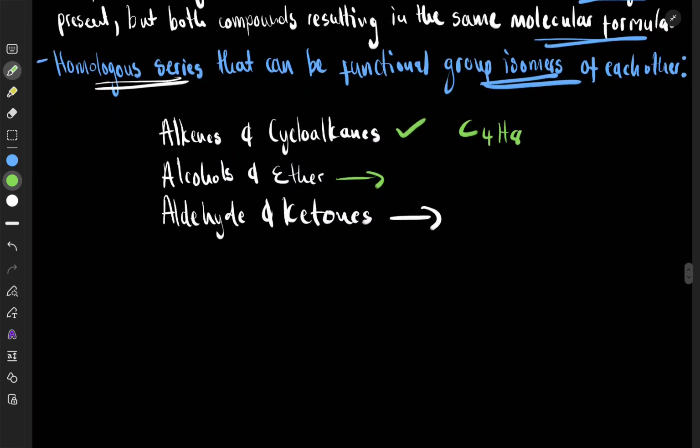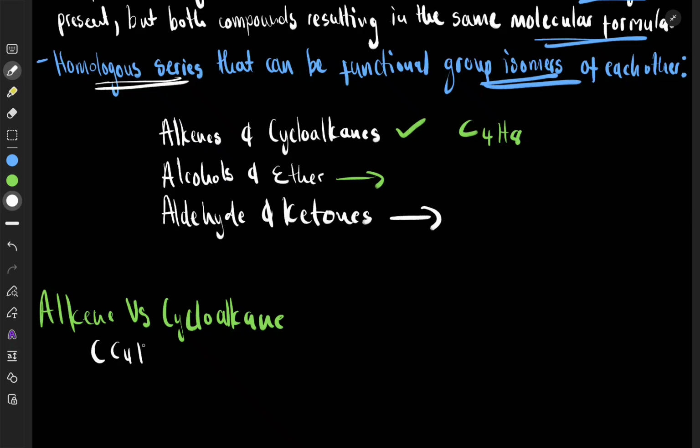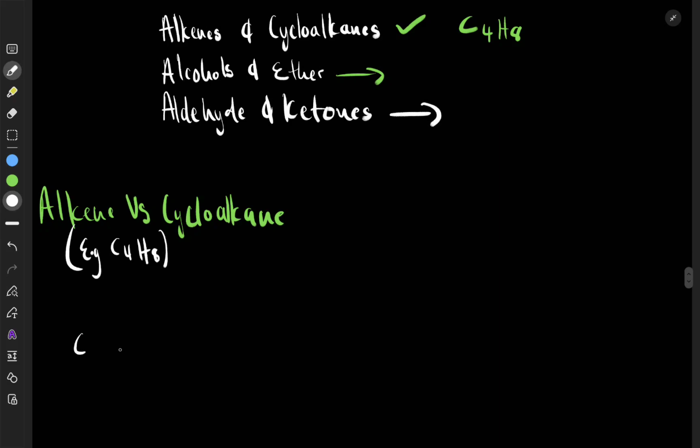Let's draw these things. Let's put an example. Let's put alkene. We've already seen alkene versus cycloalkane, but I'll do one more, okay? Alkene versus cycloalkane. These guys will always have the same molecular formula. So I'll put the one with 4, C4H8. So let's say for example, C4H8. Both of them will use C4H8. For the alkene, I'll use the displayed formula, the 2D one.